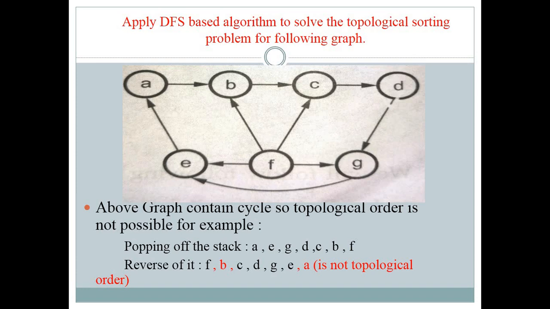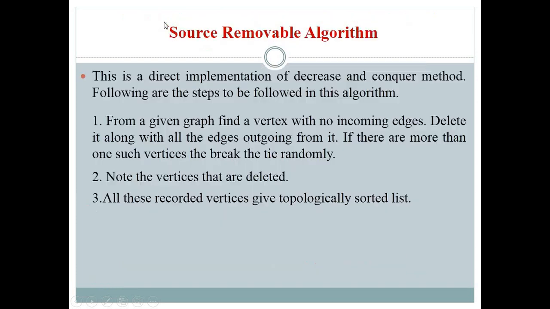So as our definition says, on a cyclic graph we cannot apply any topological sorting. Here we have a cycle A to B, C, D, G, E to again A. So this is a cyclic graph, so we cannot apply any sorting on it.